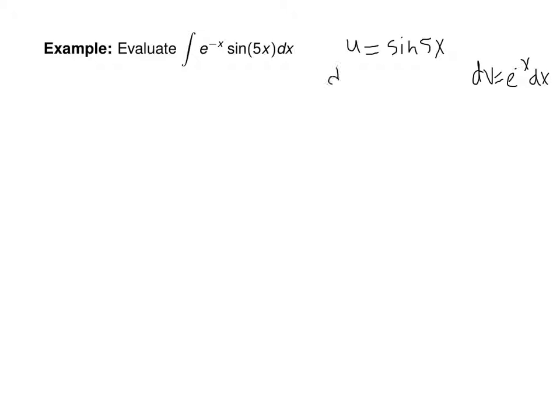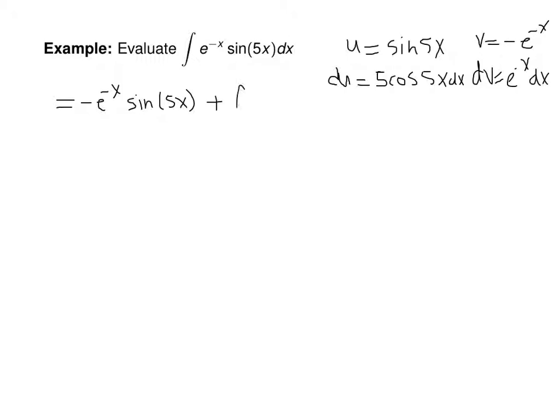So that gives us du is 5 cosine of 5x dx, and v is equal to the antiderivative of e to the negative x, which is negative e to the negative x. So my original integral is equal to uv, so negative e to the negative x sine of 5x minus the integral of v du. So actually that will be plus because v is negative, so plus the integral of 5 e to the negative x cosine of 5x dx.